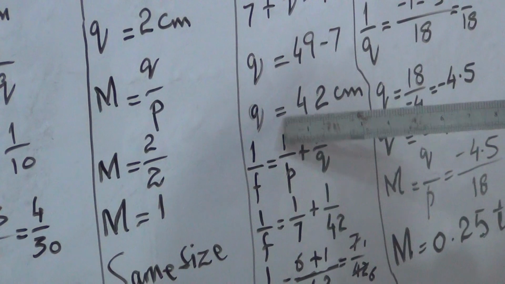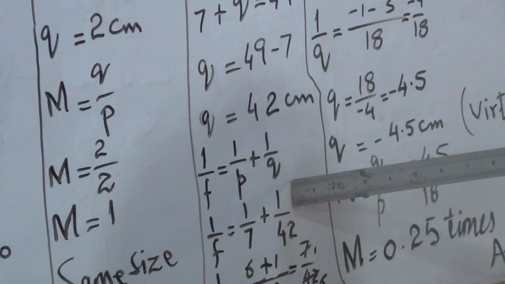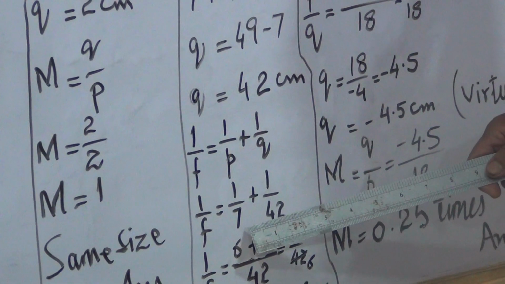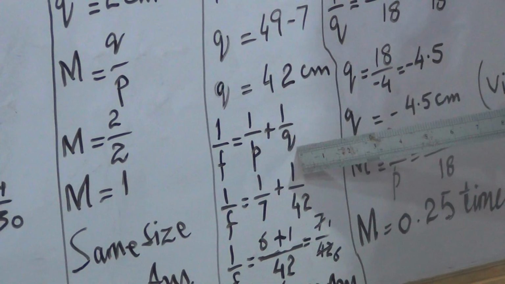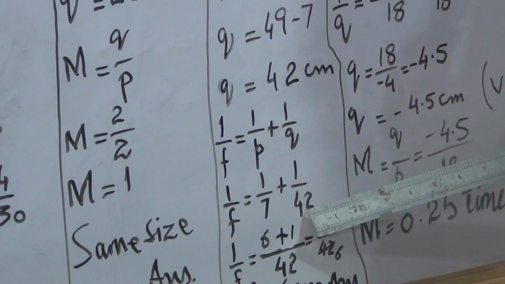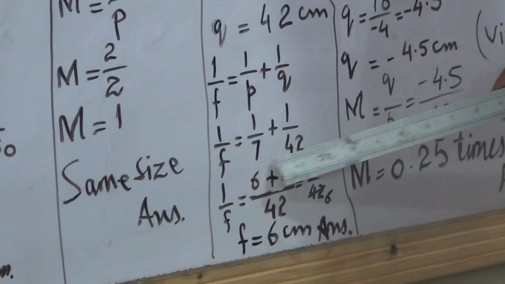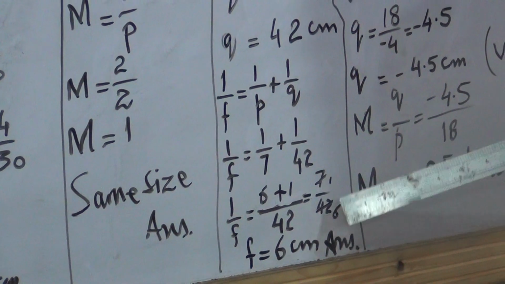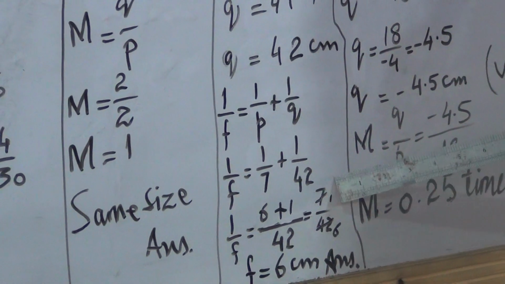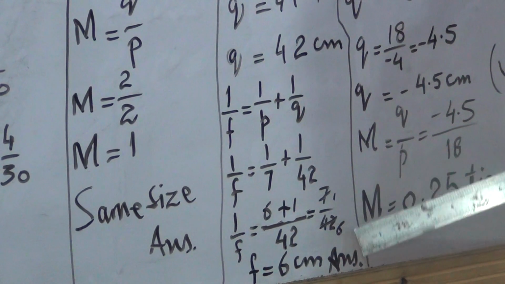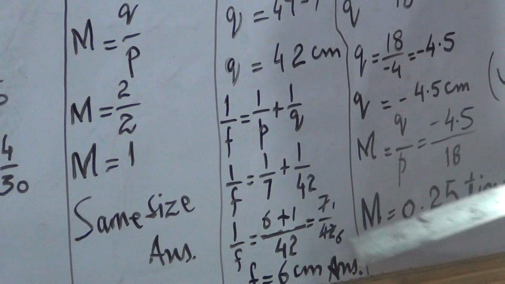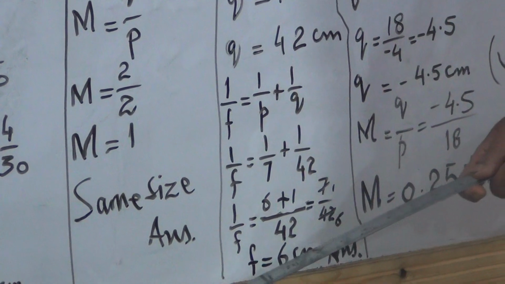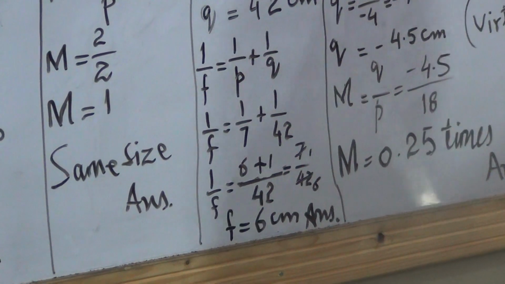Now apply this formula, 1 upon F is equal to 1 upon P plus 1 upon Q. 1 upon F is equal to, instead of P you will write 1 upon 7, instead of Q you will write 1 upon 42. By getting LCM it is 42, then 6 plus 1 is equal to 7 upon 42. By reducing it, it comes 1 upon 6. By cross multiplication, F is equal to 6 centimeter. So the focal length is 6 centimeter.